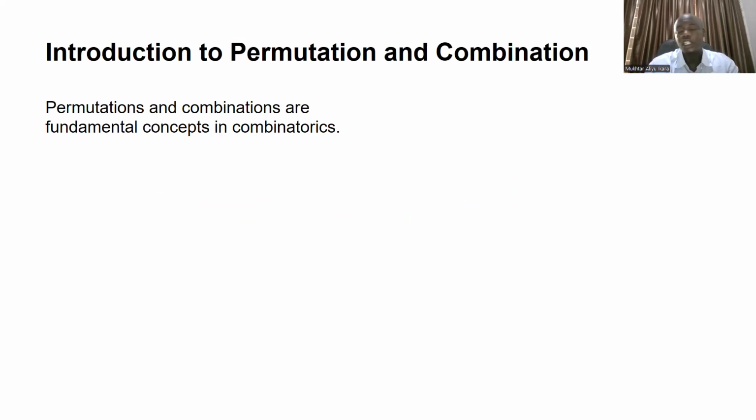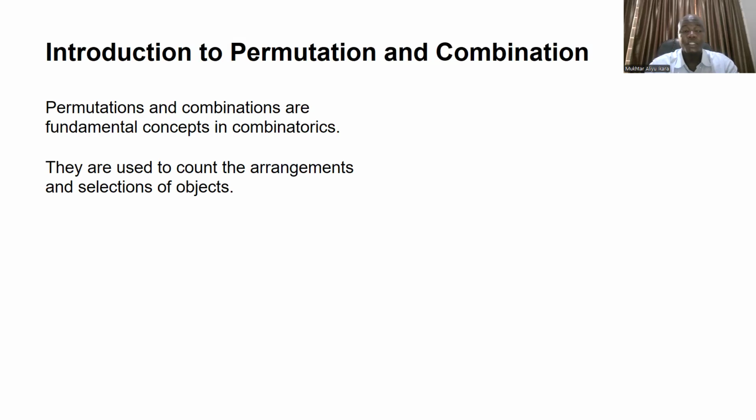So let's start with permutation and combination. Permutation and combination are fundamental concepts in combinatorics. These are two very important parameters in combinatorics, and we are going to look at their meaning and their applications in real life in this video.